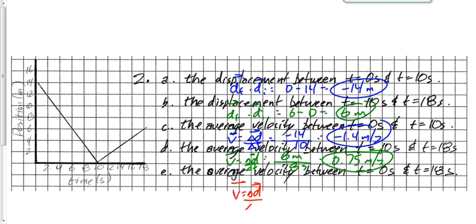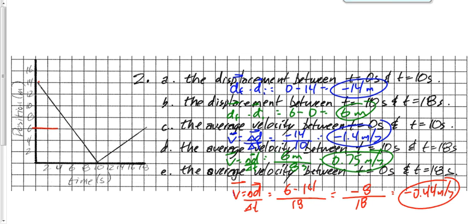The displacement between 0 and 18, it's 6 minus 14. Final position minus initial position. The time is 18. So what is that? 6 minus 14 is negative 8 over 18, which is negative 4 over 9, which is negative 0.44. Good.